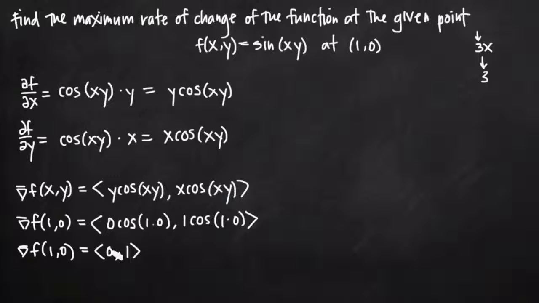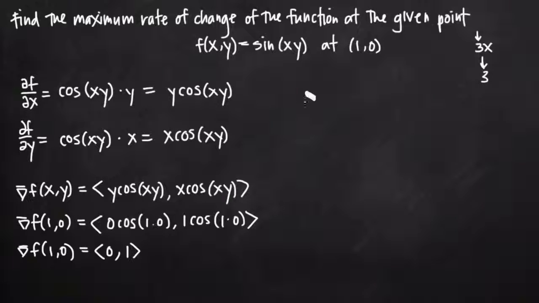Now that we have this, we actually know two things. Not only do we know that this is the equation of the gradient vector at the specific point 1, 0, we also know that the function increases fastest in the direction of this gradient vector. In other words, it increases fastest in the direction 0, 1. And now that we know its direction, it'll be easy for us to find maximum rate of change.